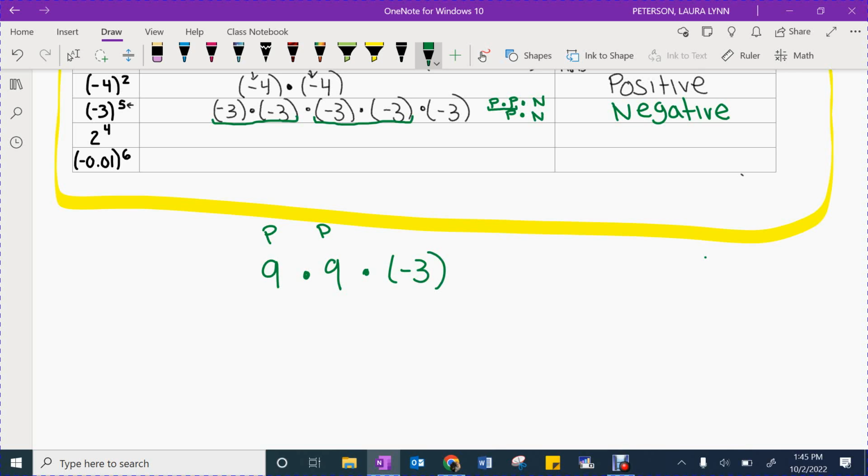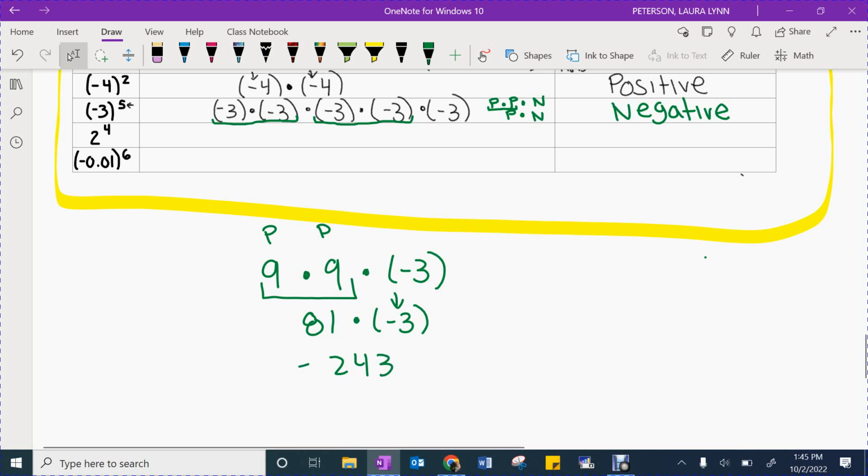Multiplying even more, I again keep grouping two numbers together. So positive 9 times positive 9 is positive 81 times what's left over, -3. From here, you would just do your normal multiplication. 81 times 3 is 243. How many negatives are in the problem? One negative, which would have made my answer negative. So when I use the letters up top, I just kind of proved that my answer was negative to you.